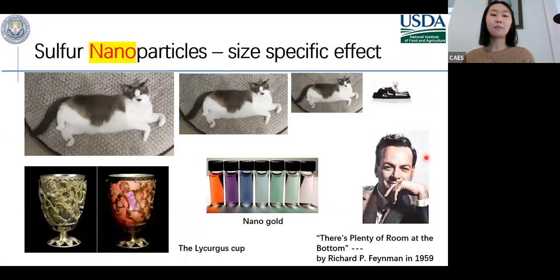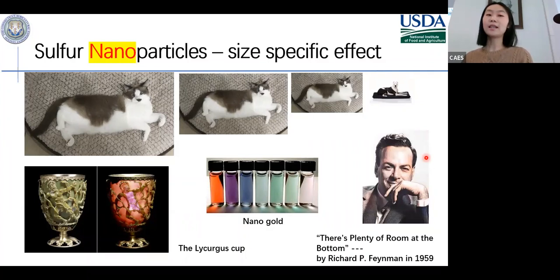Another good example is here, an ancient Roman treasure from about 400 AD. This glass changes color from originally green to red when the light comes through. This is because this cup was made with gold and silver nanoparticles by the ancients. So I would say the nano size gives us a lot of possibility.